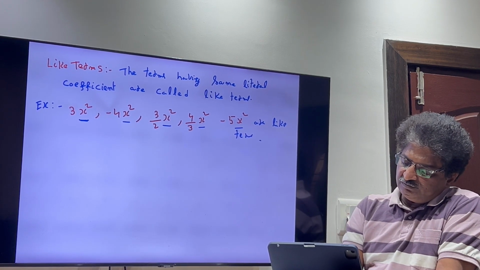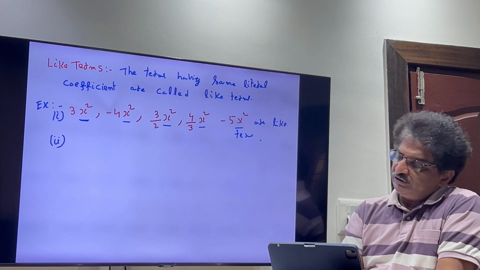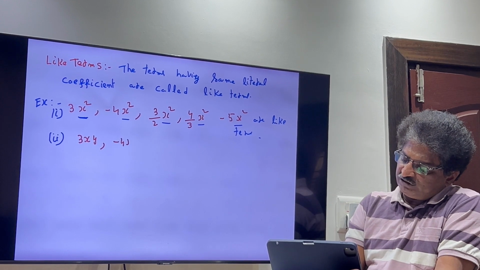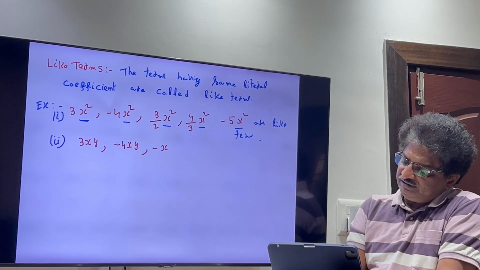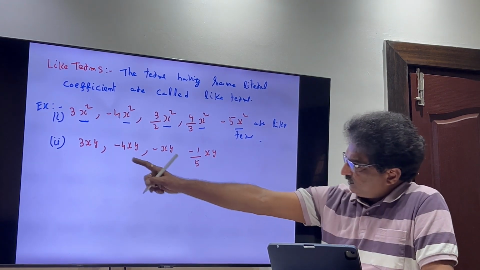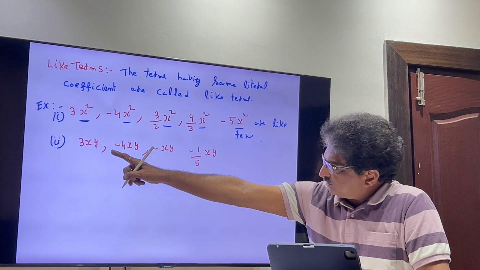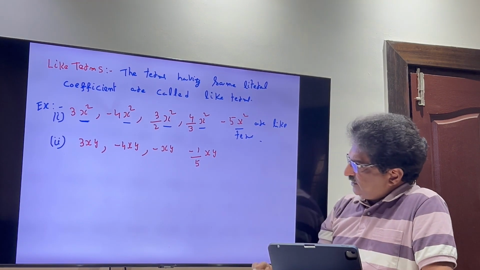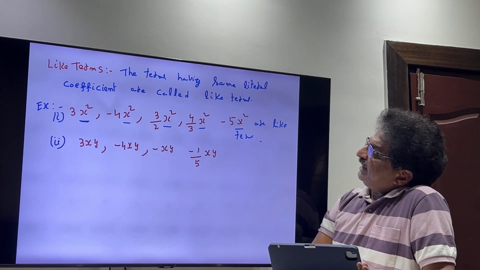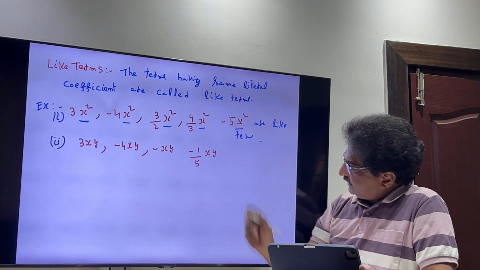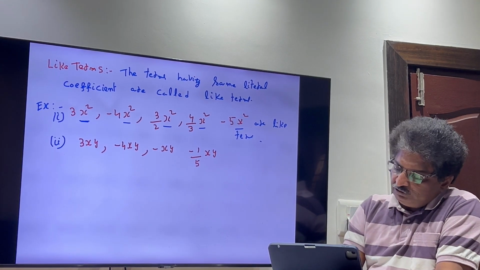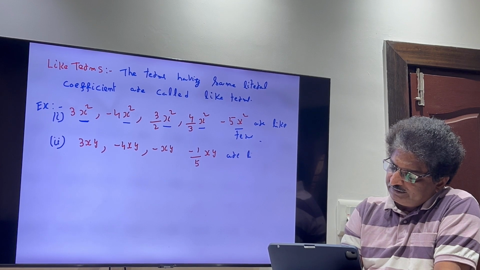One more example is 3xy, minus 4xy, minus xy, minus 1 by 5 xy, etc. If you observe this example, all have the same variables, literals. What are the literals here? xy, xy, xy, xy. Only the numerical coefficients are different, but all have the same literals. So all these also come under the category of like terms.